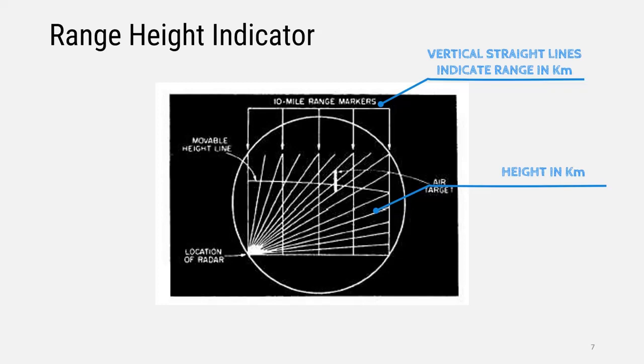But in the range height indicator, we have vertical lines representing the distance in kilometers, and the horizontal lines help us to determine the height in kilometers. Based on these two intersection points, the target's precise position is identified, and this information is displayed in the radar display. So this is all about the range height indicator.